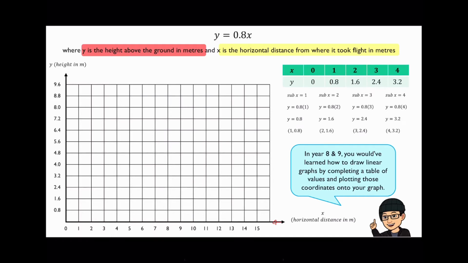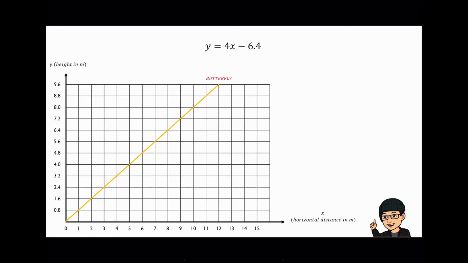So in this case over here, by choosing 0.8, obviously I'm going to be able to draw a very nice straight line to show the motion of the butterfly. Now what we're going to do is sketch the graph of the cat, which is represented by the equation y is equal to 4x minus 6.4. Let's find both the x and y intercepts to sketch this.